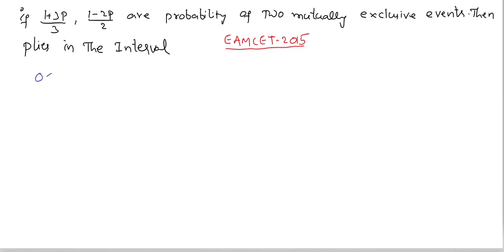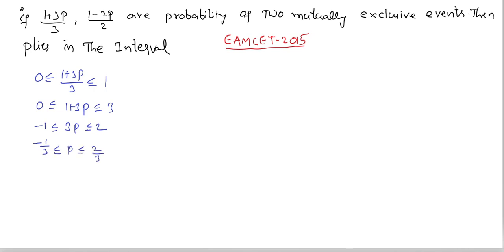That is 0 ≤ (1+3p)/3 ≤ 1, so 0 ≤ 1+3p ≤ 3. So -1 ≤ 3p ≤ 3-1, which is 2. So -1/3 ≤ p ≤ 2/3.